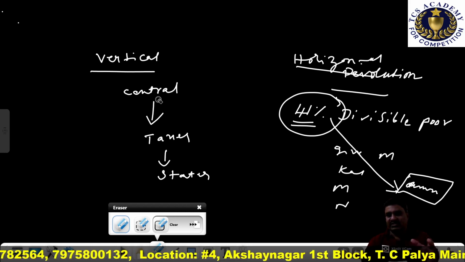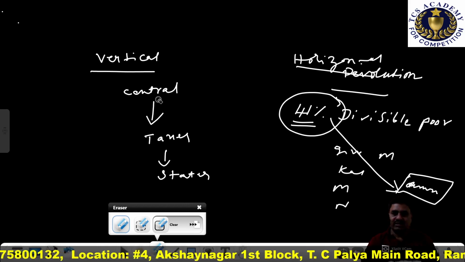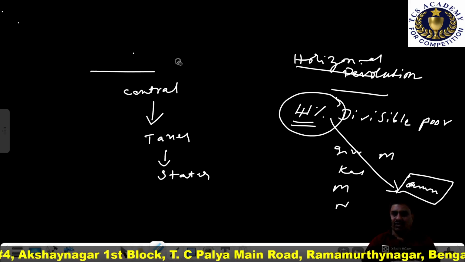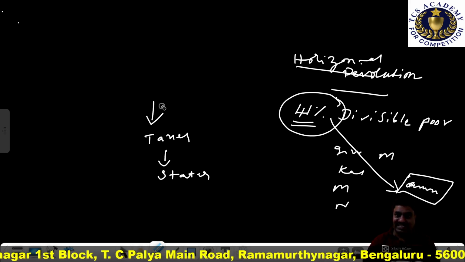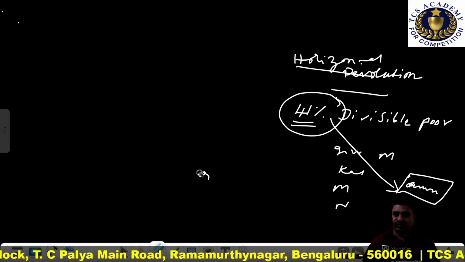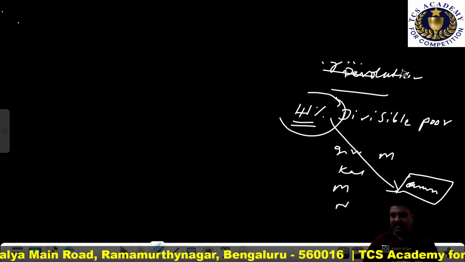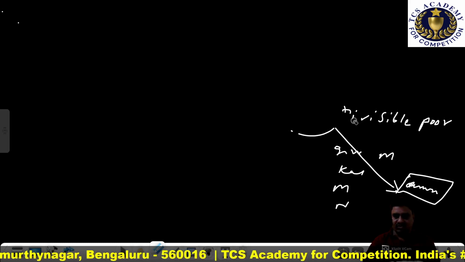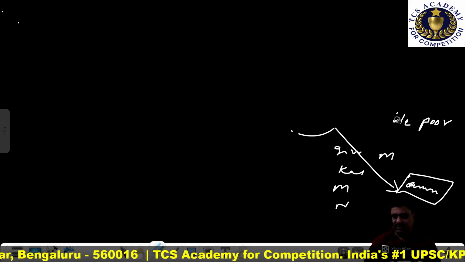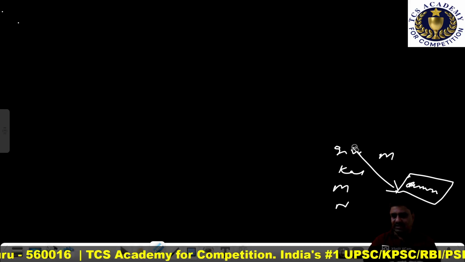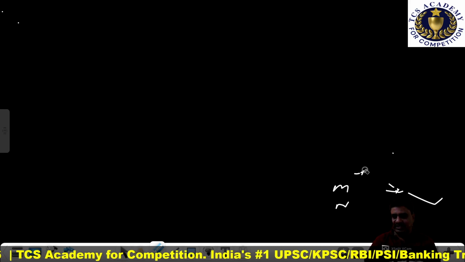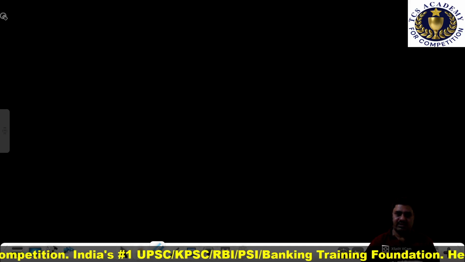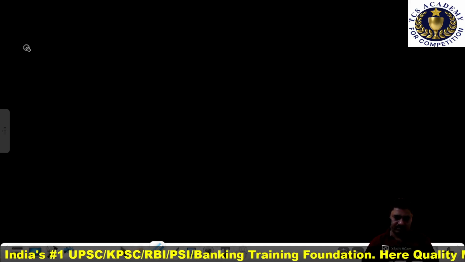How much of the tax divisible pool is distributed by the central government to all the states is called vertical devolution. And horizontal devolution: what are the parameters, what are the criteria given by the 15th Finance Commission? What is the share of each and every state? That is called income sharing among the states and union territories. That is one more important concept from the examination point of view.